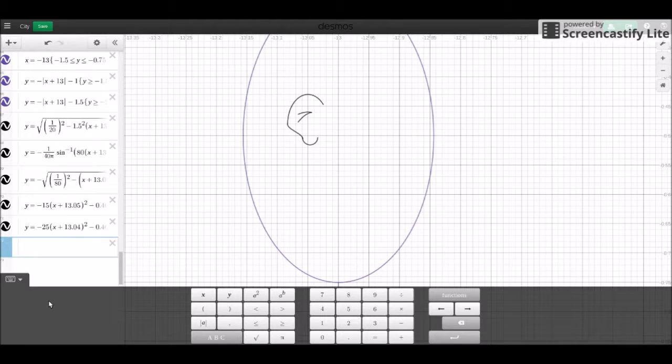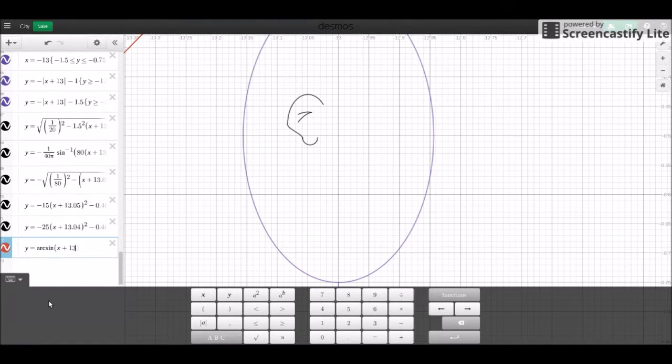I tried using cosine inverse, but since the cosine shifts to the right by pi over 2, the inverse shifts up by pi over 2. So if you want to use arc cosine or inverse cosine, you're going to have to subtract another pi over 4.